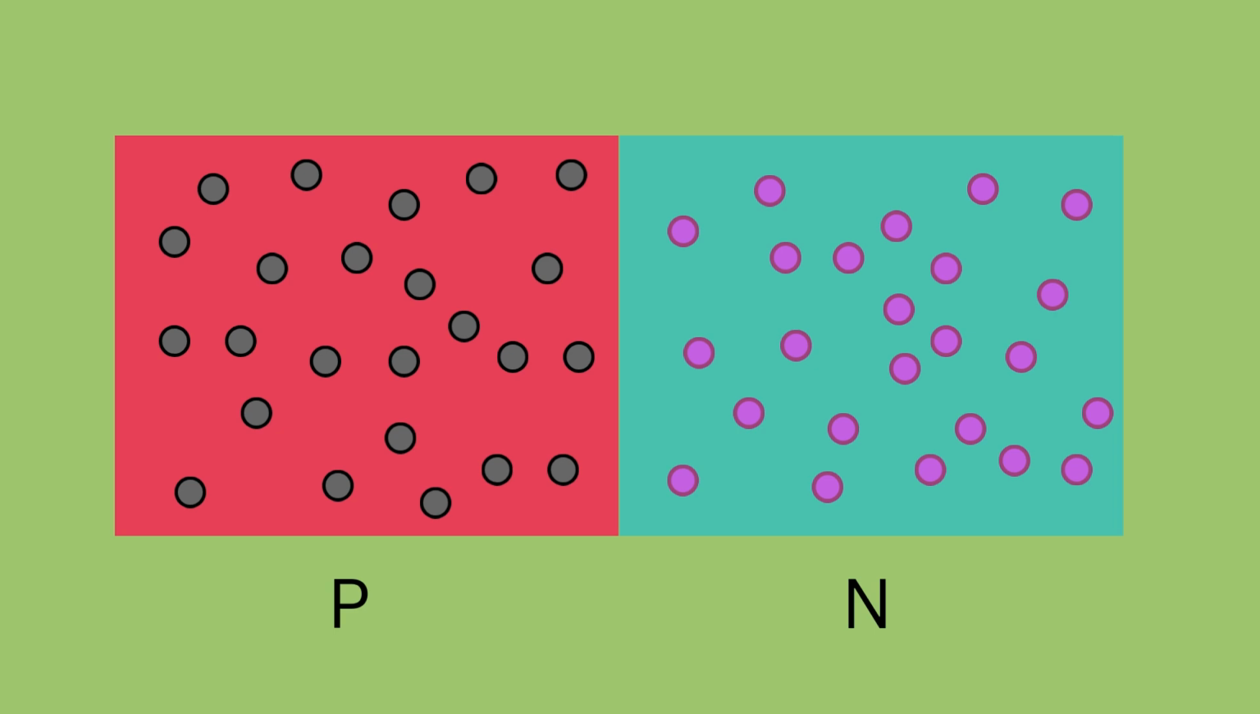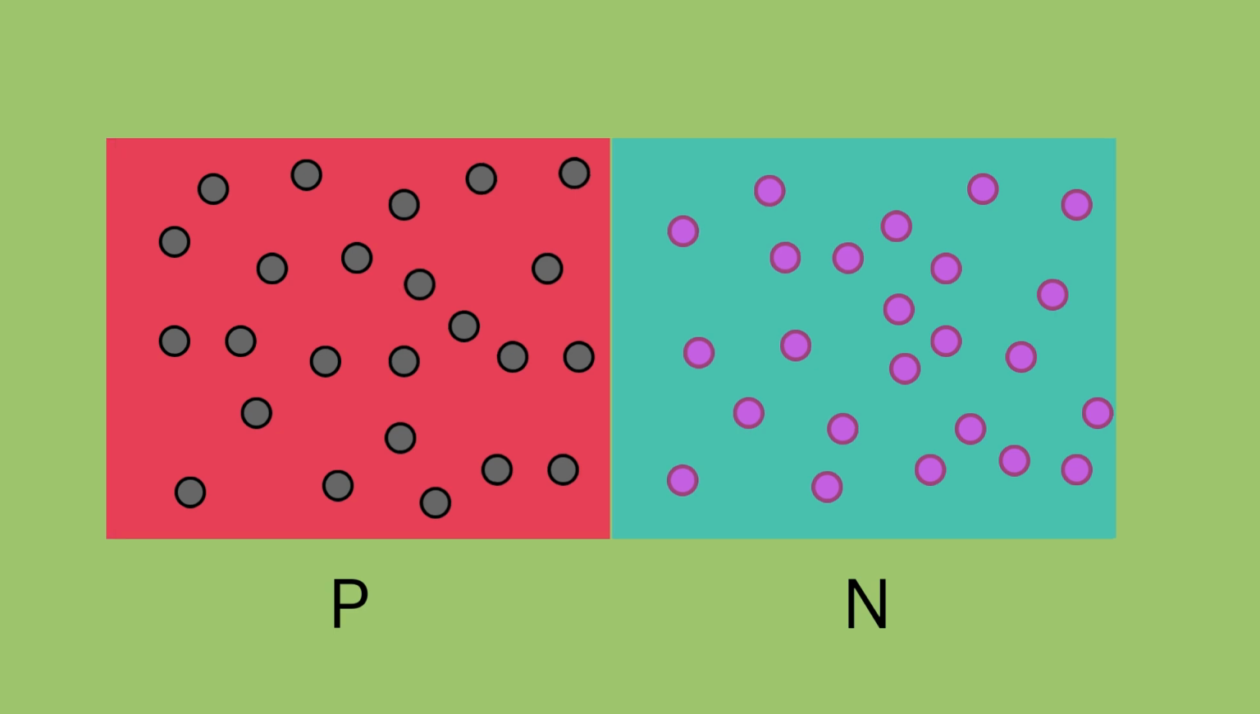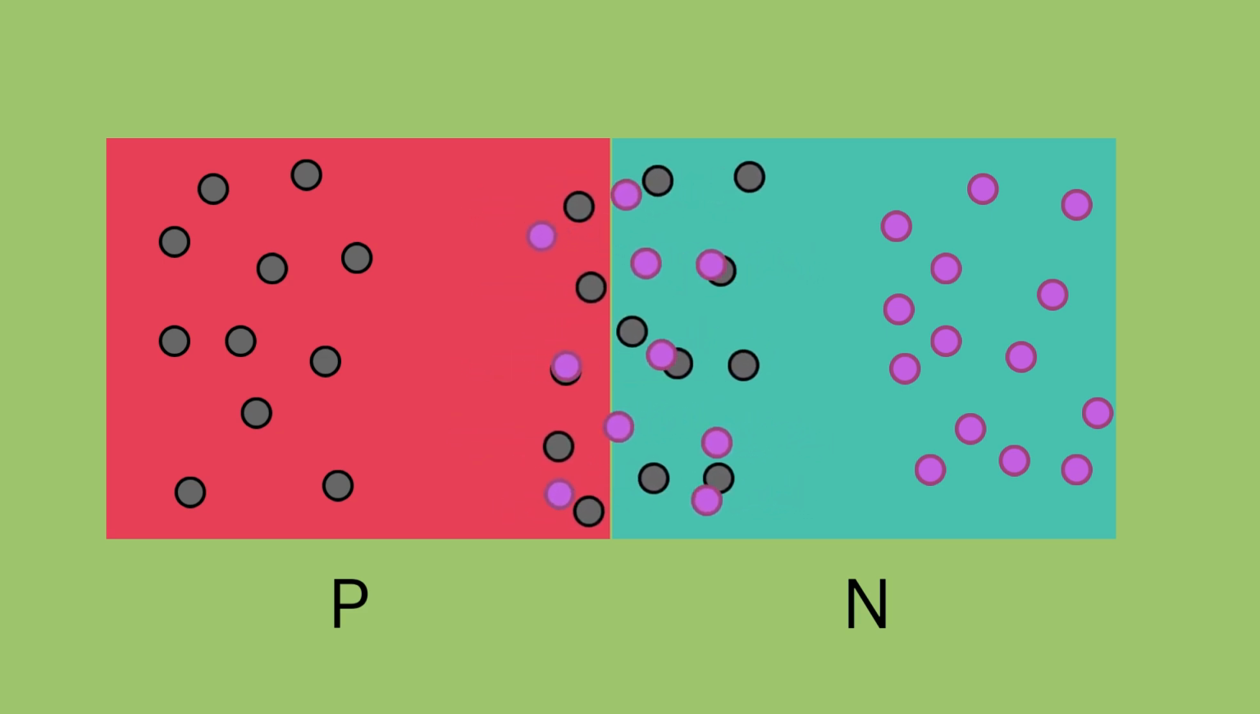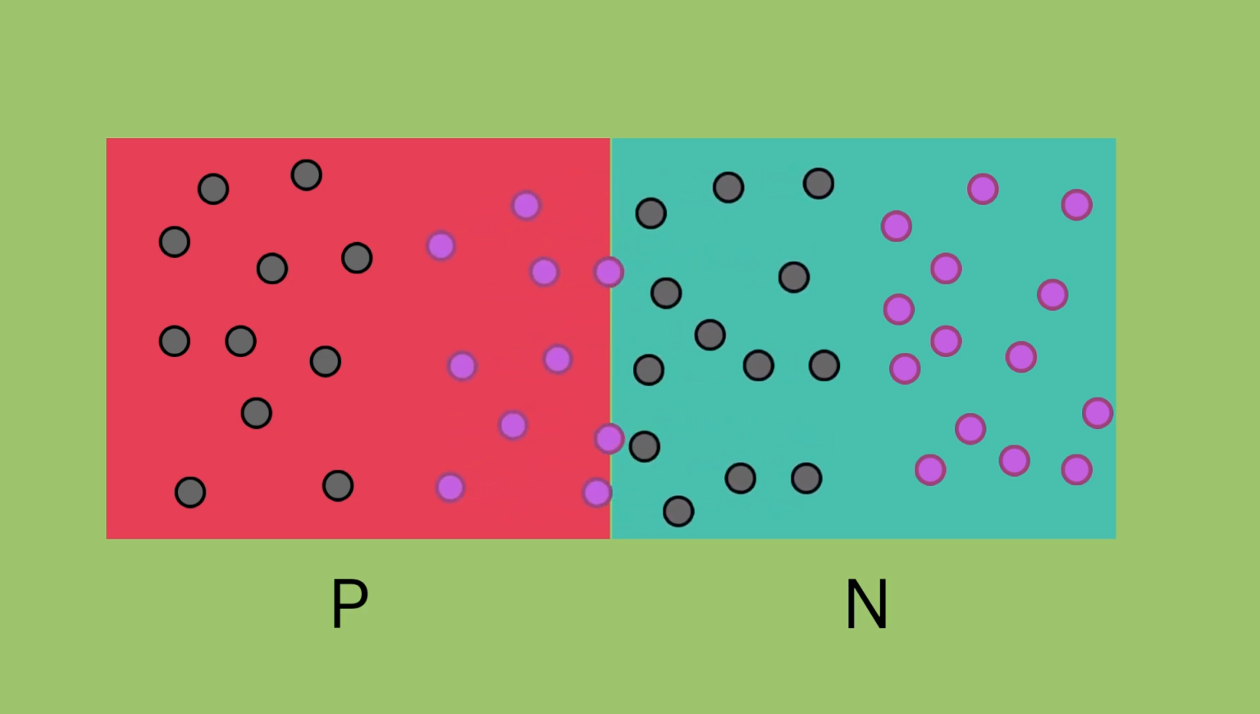Now, let's look at what happens at the junction. There is a concentration difference. The n side has more free electrons and the p side has more holes. So the electrons from the n side naturally begin to diffuse into the p side, and the holes from the p side move towards the n side.